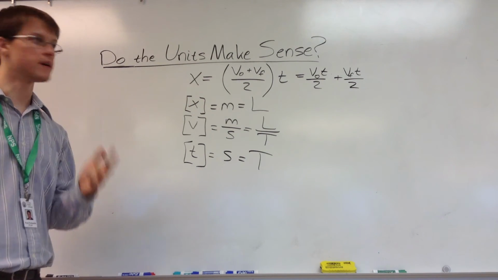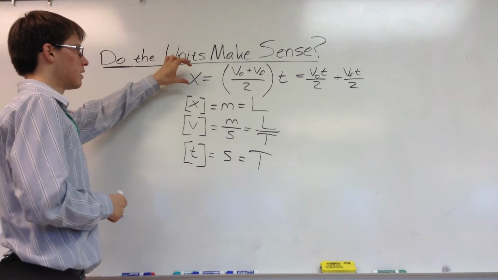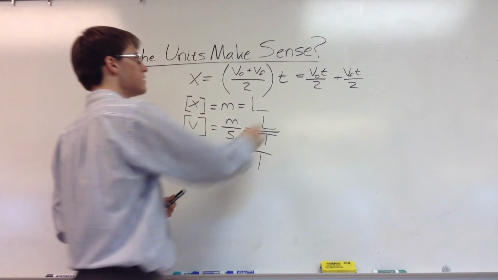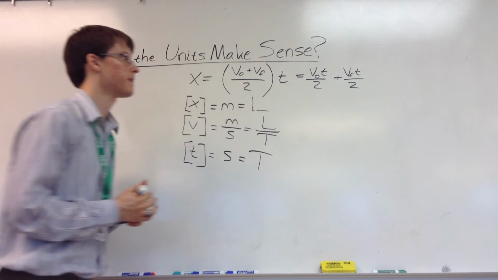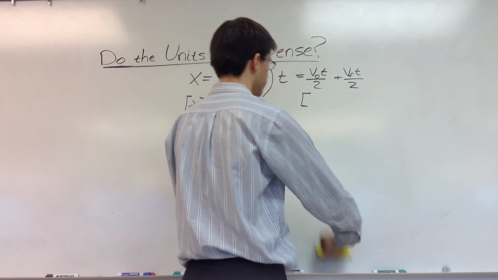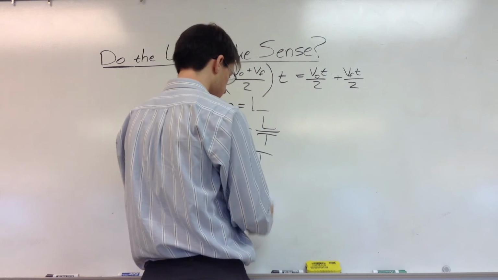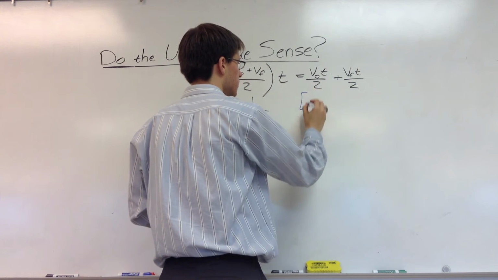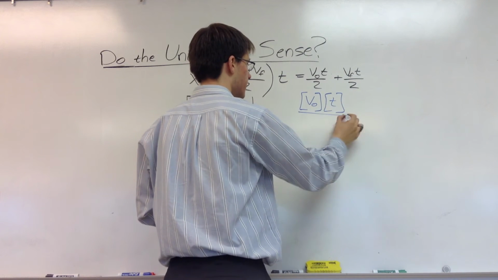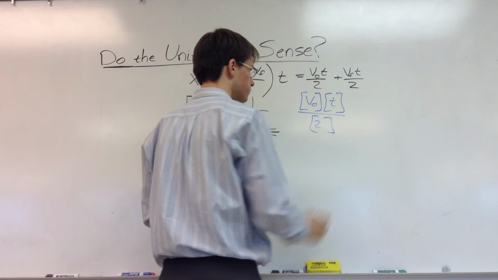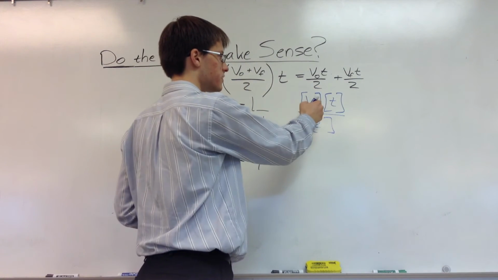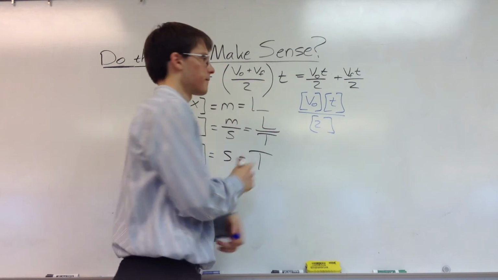So let's look at the units of each of these terms. We know that the units of x is length or meters. So that means these should also have units of length or meters. Let's look at the units of v naught times the units of t divided by the units of 2. And this is the same thing as this, because we could just switch this 0 with an f, and then we have the same thing.